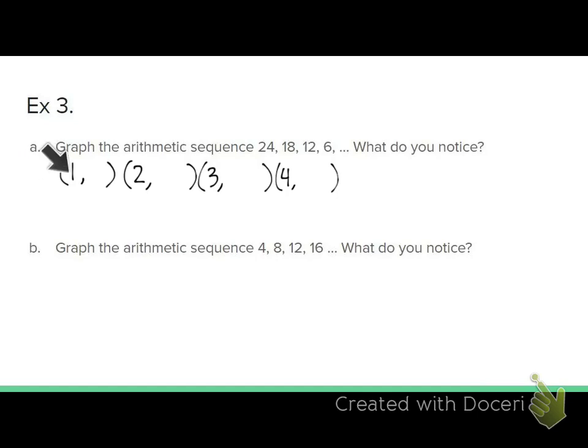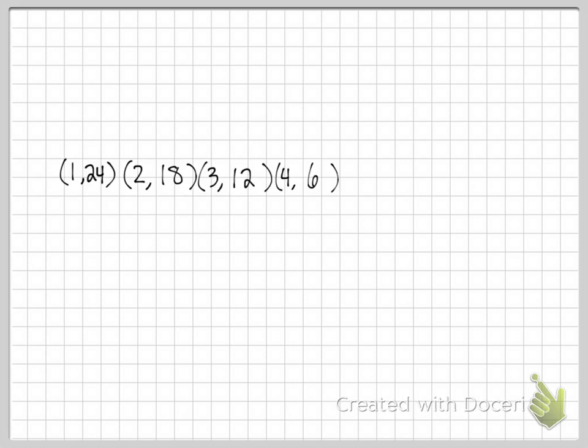So what was the first number in our sequence? 24. The second number, 18. The third number, 12, and the fourth number, 6. All right. I will pull up a grid so that we can do this together.